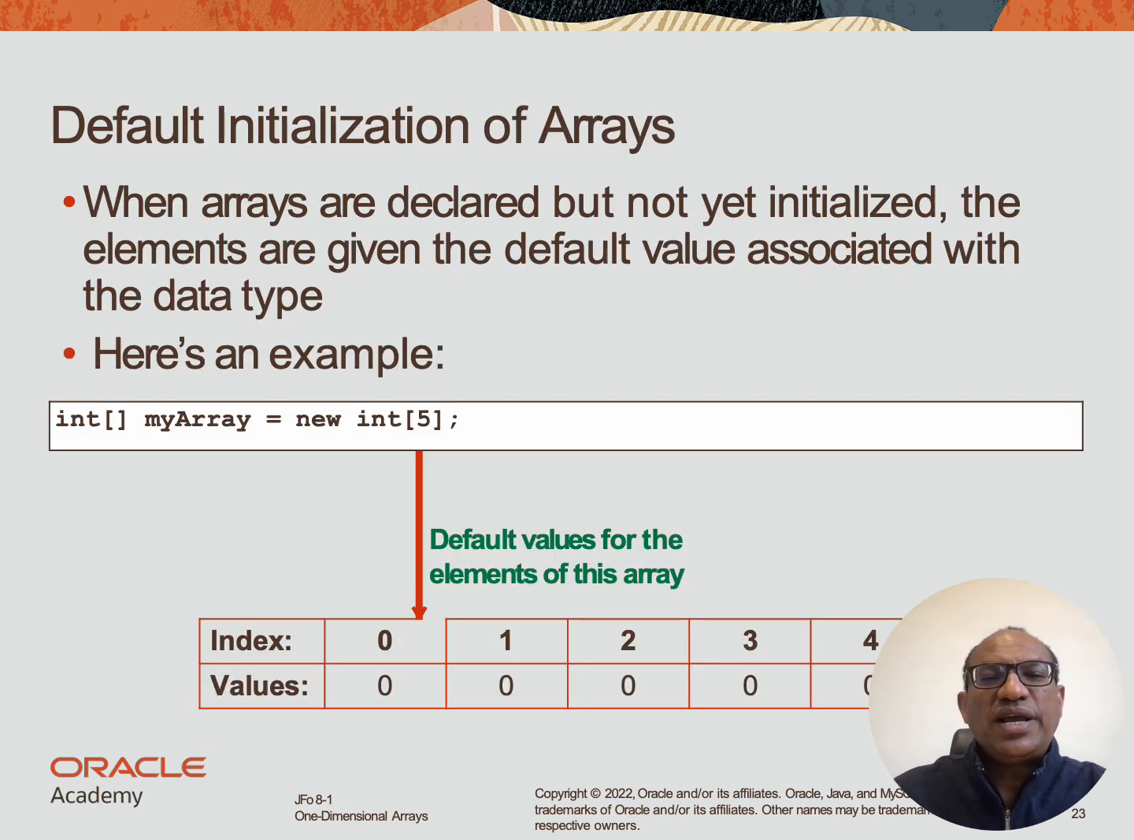When you create a new array, Java gives every slot a default value. For ints, 0. For doubles, 0.0. For booleans, false. For strings or objects, null. These default values are placeholders until you assign your own.